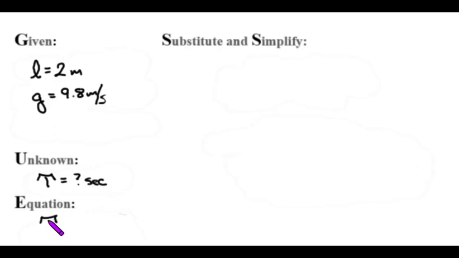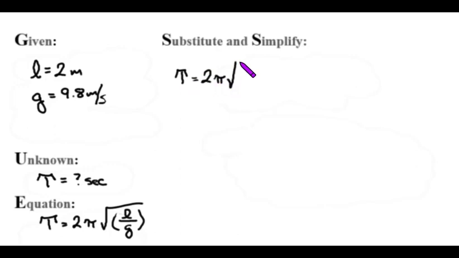And the equation is period equals 2 pi times the square root of L over g. So I have period equals 2 pi times the square root of 2 over 9.8. And once again, I'm going to do this math first.